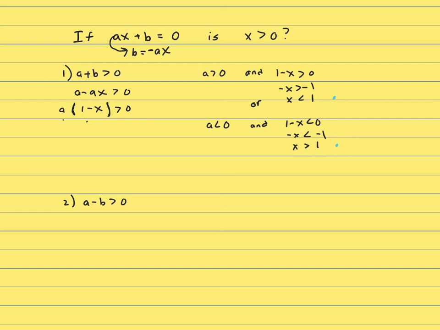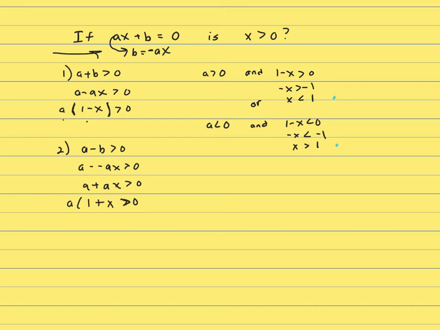I suspect clue 2 will not work either. So let me move clue 2 up if it'll let me so I have a little more room. And yes. So clue 2 says a minus b is greater than 0. Substitute in what b is from what's given up here. That's going to be a minus a negative ax is greater than 0, or a plus ax is greater than 0. Factor out that a, that's 1 plus x is greater than 0.